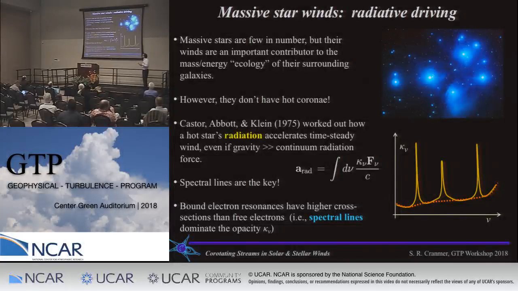But the problem is, if you're thinking of Parker's model for generating the winds, these stars don't have hot million-degree coronas, right? They just have their surface temperatures, and the atmospheres are dense enough for radiative cooling to keep everything pretty much at the surface temperature of the star going out. So in the 70s, Castor, Abbott, and Klein worked out a model that still seems to work very well for explaining these winds.